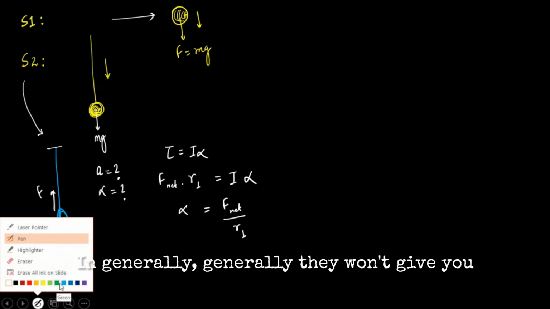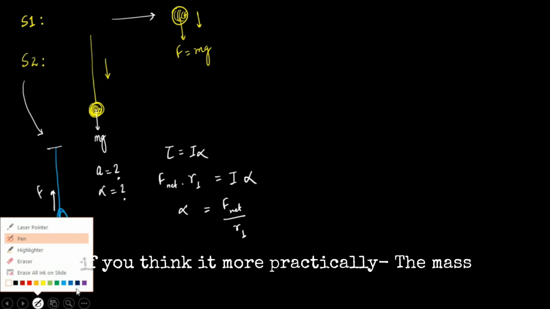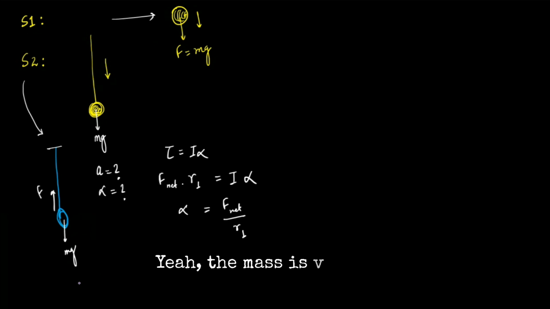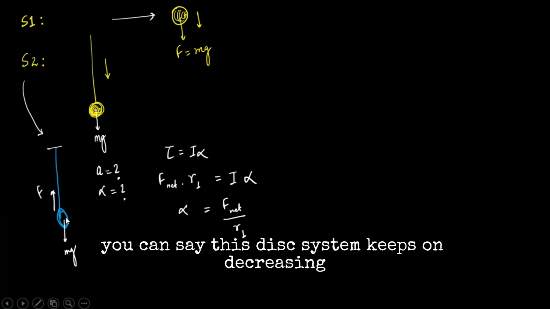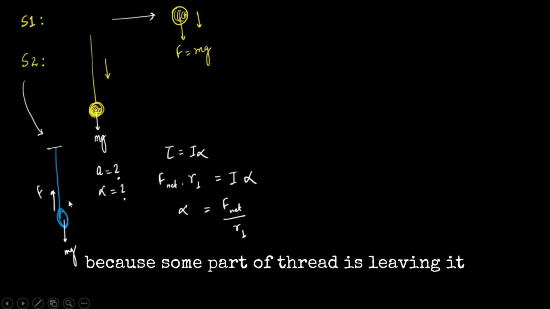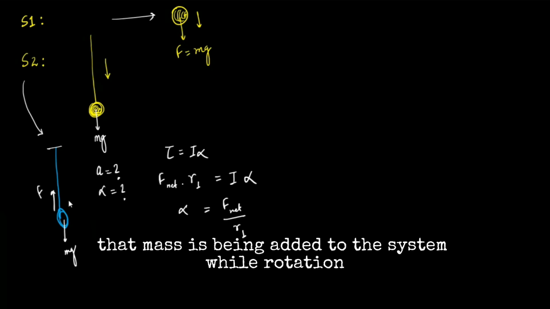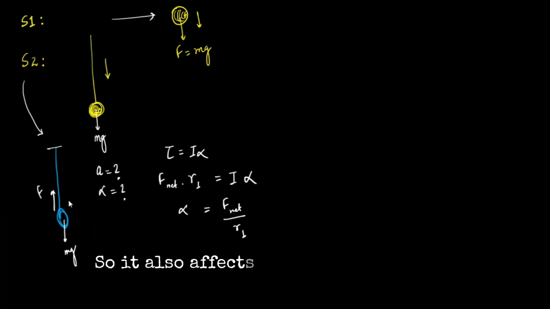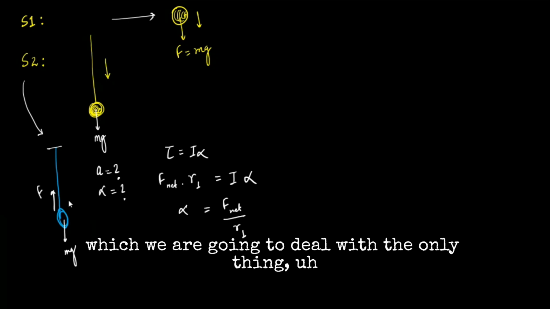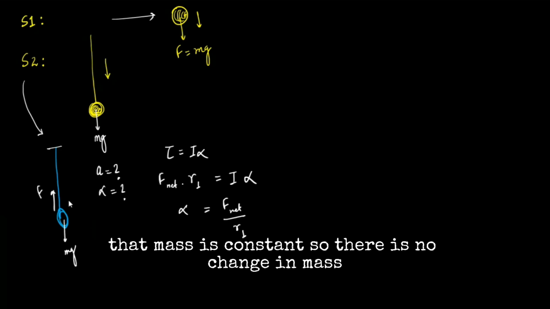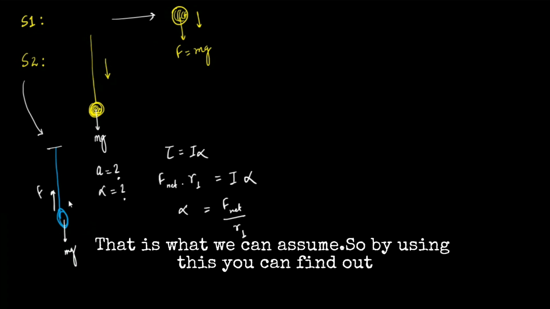Generally they won't give you a variable mass situation. Practically, the mass is variable and decreasing, because as it goes down, the mass of the whole disk system keeps on decreasing as some part of the thread leaves it. Whereas when it comes up, that mass is being added to the system during rotation. So it also affects the speed of rotation. But in the questions we are going to deal with, the only thing they're giving us is that mass is constant, so there is no change in mass. That mass thing will not affect the rotation. That is what we can assume.